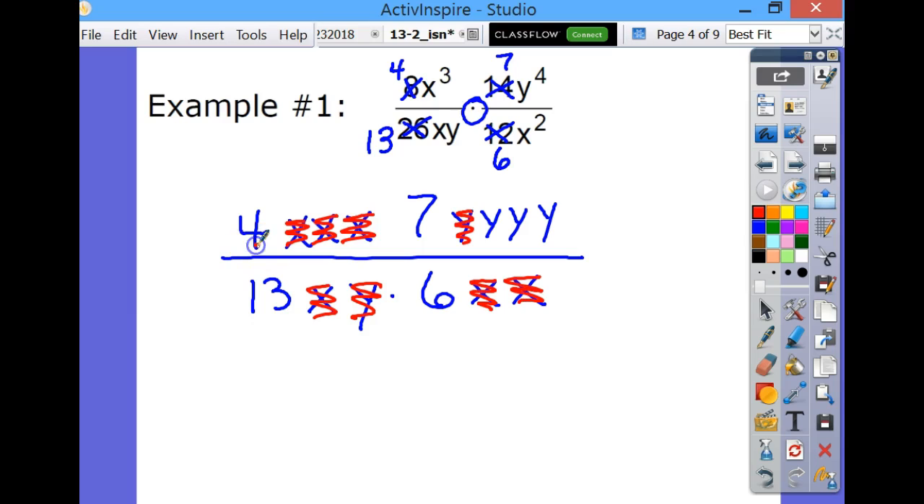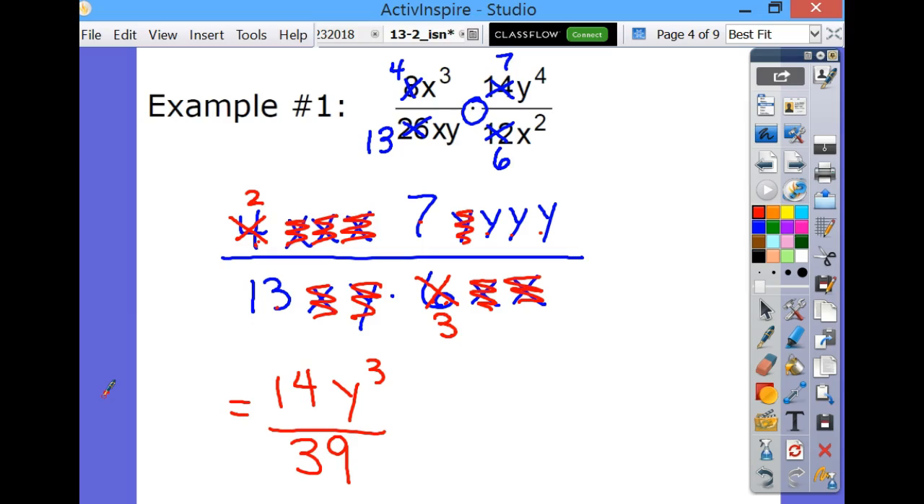I notice that these are both even numbers. So how many times does 2 go into 4? And how many times does 2 go into 6? So what's left after all of this canceling? 2 times 7 is 14, and I have 1, 2, 3 y's. 13 times 3 is 39, and I do not have any variables left on the bottom.